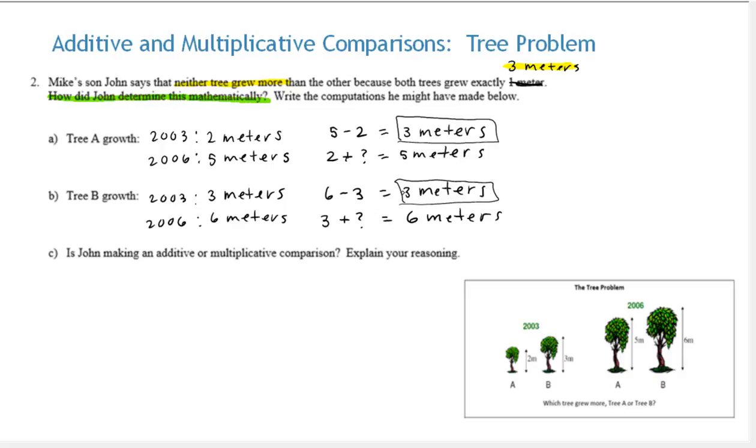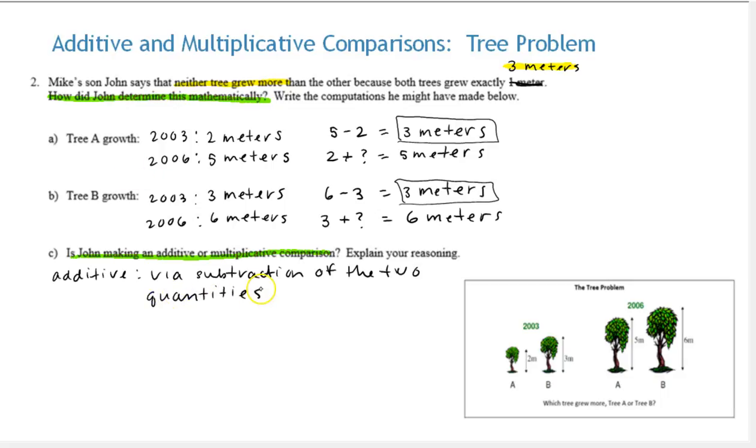Okay? Now we're asked, is John making an additive or a multiplicative comparison? Explain your reasoning. Well, in your packet, it distinguishes between these two types of comparison. An additive comparison is found via subtraction of the two quantities being compared.